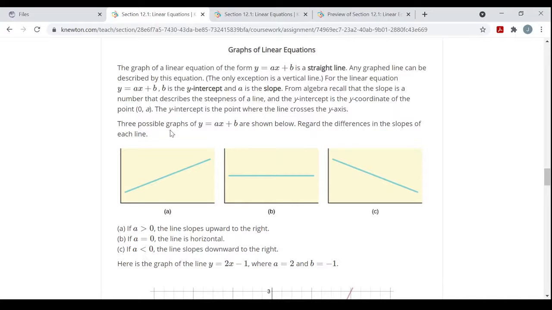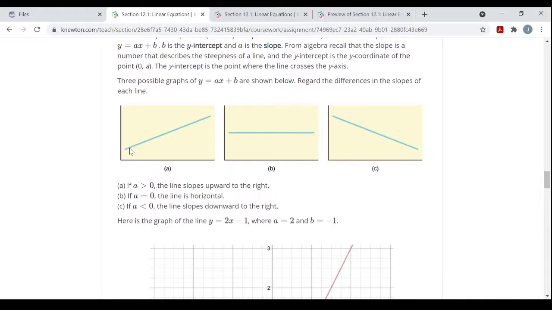So here, 3 possible graphs are shown. If you're graphing your line and it goes from the lower left to upper right like this, the value of a, the slope, will be positive. It'll be greater than 0. If the graph of your line is totally horizontal, it doesn't go up or down, then the value of a, the slope, will be 0.